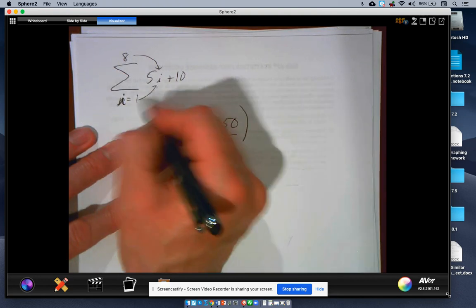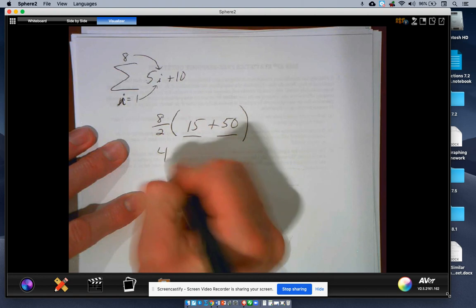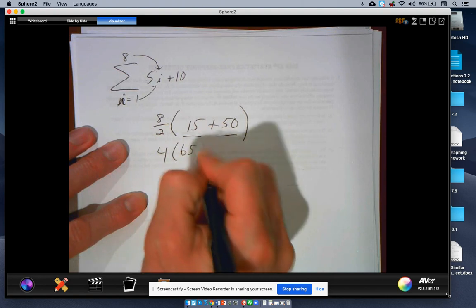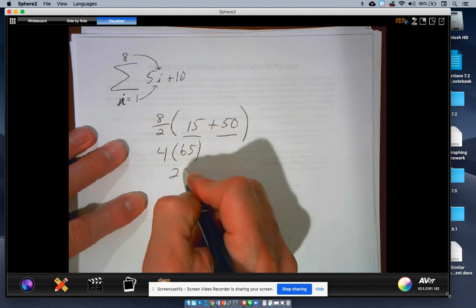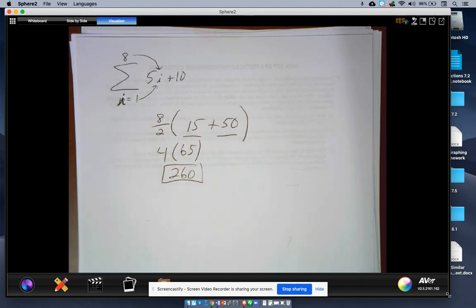Okay, so I put a 1 in there for my first term. 5 times 1 is 5, plus 10, 15, plus 50. 4 times 65, 260. Did I get that right? Yeah, that's right. Looked wrong for a minute.